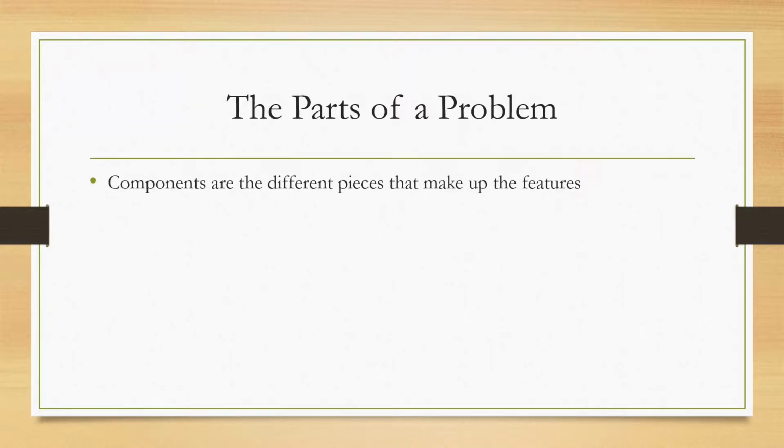Components are the different pieces that make up the features. Just say I was making an application and it had some type of feature where I could message other people. That would be the feature. Now that feature would have certain components. It would have parts where I can type in a message, parts where the message shows up on the screen. They would be the components that make up that feature.